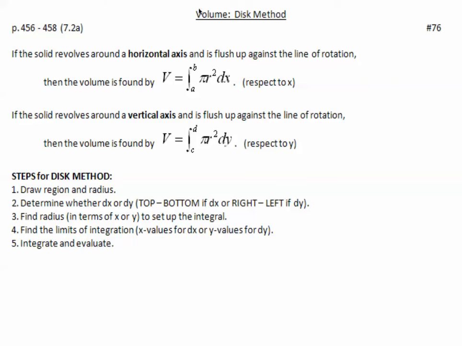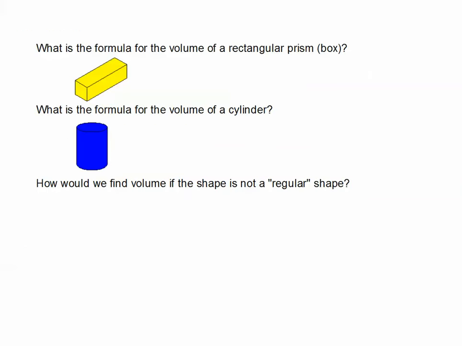Our objective in 7.2 is to find the volume of solids generated by revolving a region about a line using the disk and washer method. Before we get into too much about integrals and the methods, let's review what volume is.